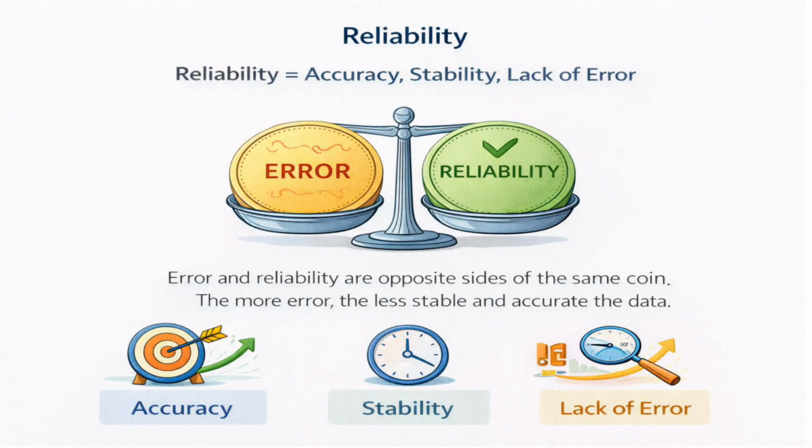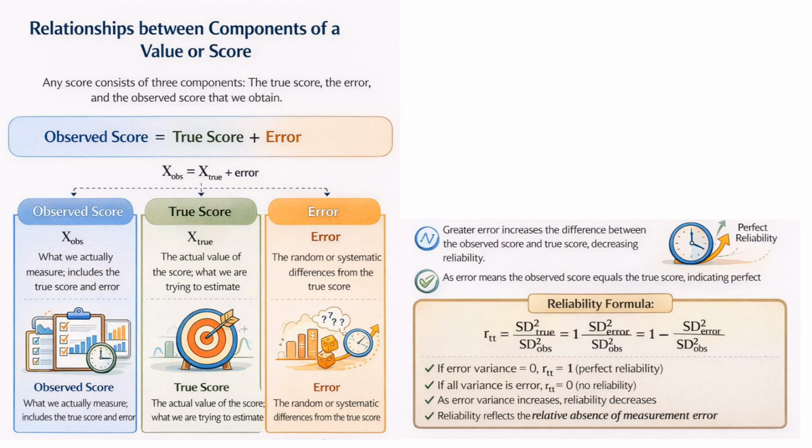Error and reliability are two sides of the same coin. More error means less reliability. Less error means more reliability. Our goal in research is always to minimize error so that our observed data is as close as possible to the true value. This slide is extremely important because it explains the foundation of reliability in research. Everything we do later, Cronbach's alpha, test-retest reliability, split-half reliability, comes from this one idea.